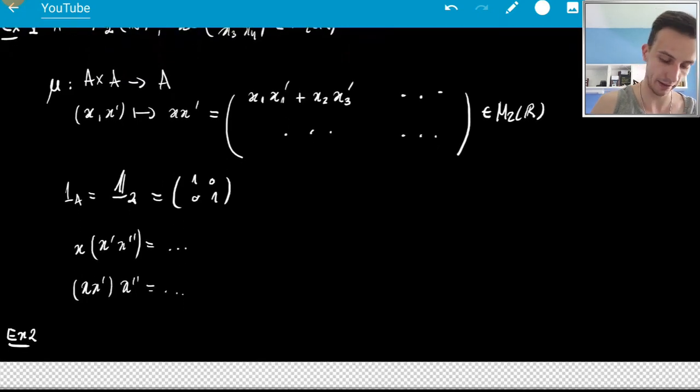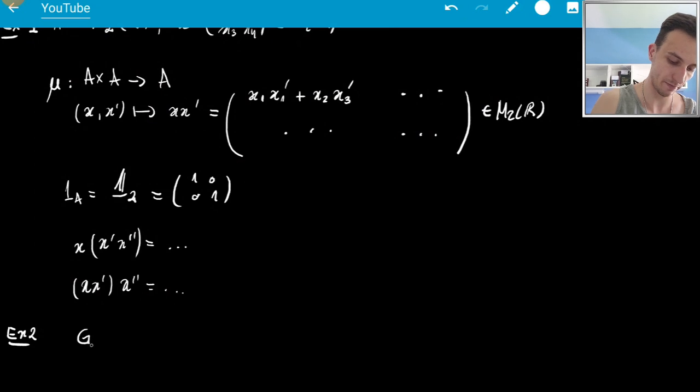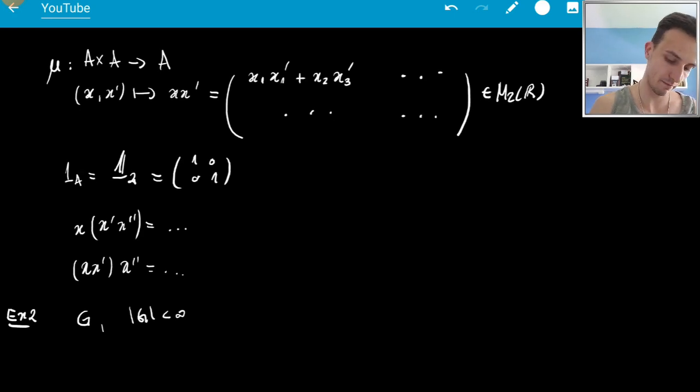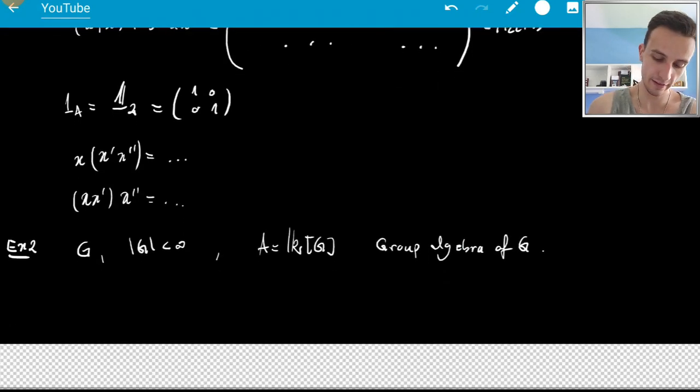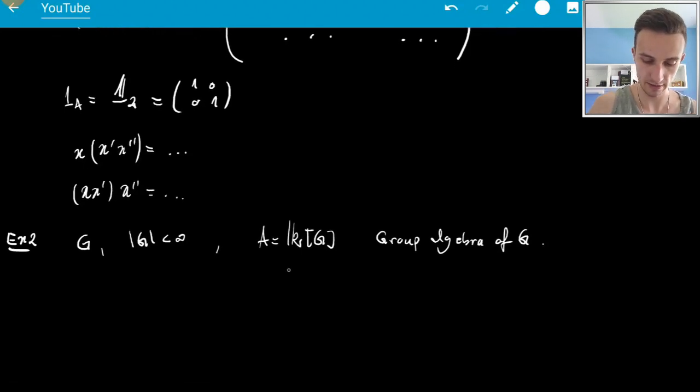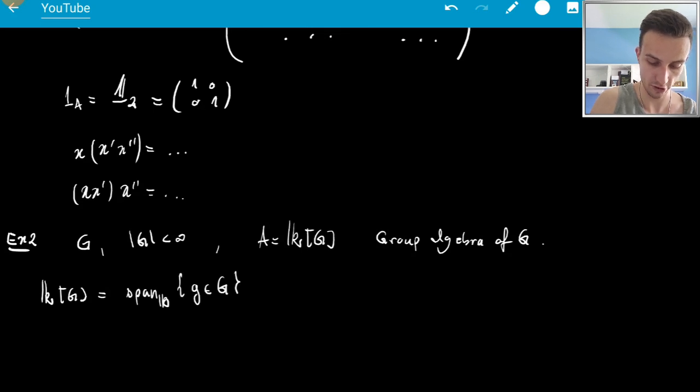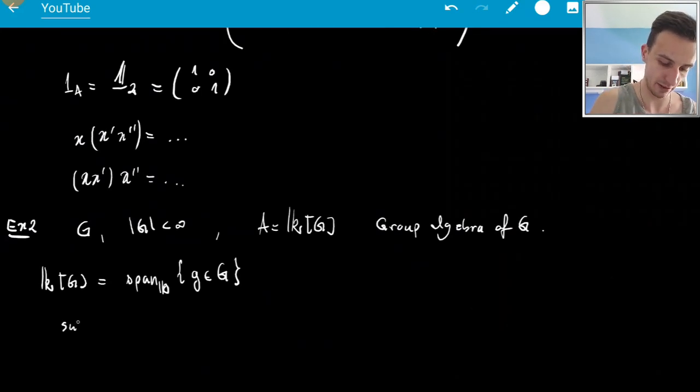So one can make a vector space. So let's have a group G, a finite group. Well, the size of G is finite. And then we can make a vector space KG, which is the group algebra of G. And the group algebra is just a vector space spanned by the elements of G. So it's the span over K of elements g in G.